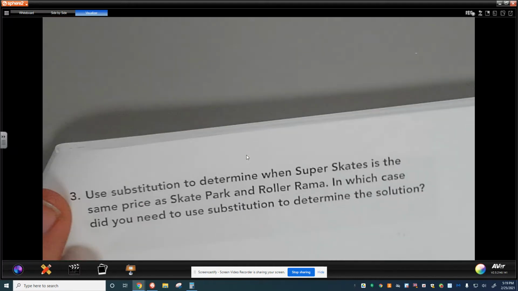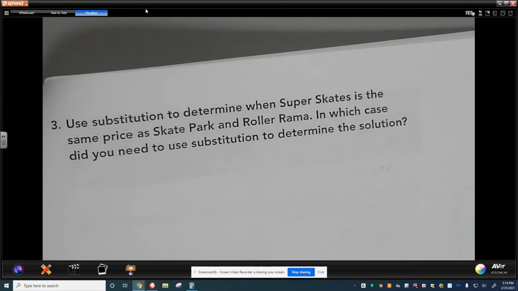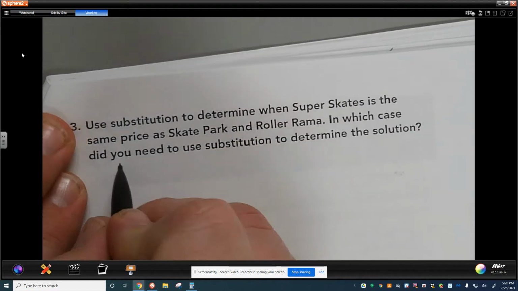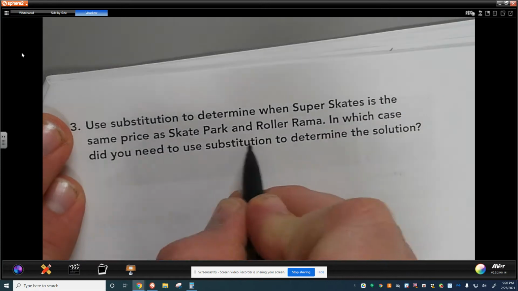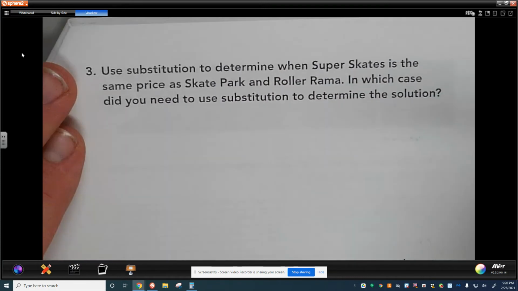Use substitution to determine when Super Skates is the same price as Skate Park and Roll-A-Rama. If we're going to do this, then we have to figure out two different scenarios. We need to figure out first, like Skate Park compared to Super Skates, and then Roll-A-Rama compared to Super Skates. So let's do right over here first. Which case do you need to use substitution to determine the solution? I think we'll use substitution for both of them.